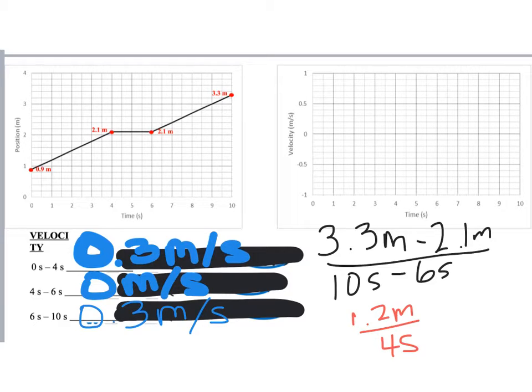So now we found our velocity for each leg of our trip here. 0.3 meters per second here, 0 in the middle, and 0.3 meters per second again over here. Now we need to know how to graph that.